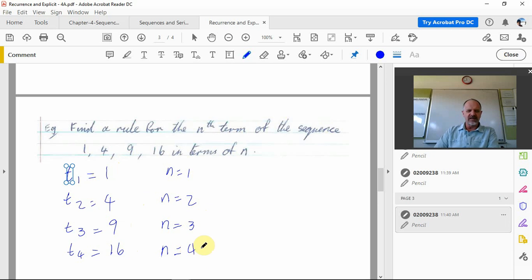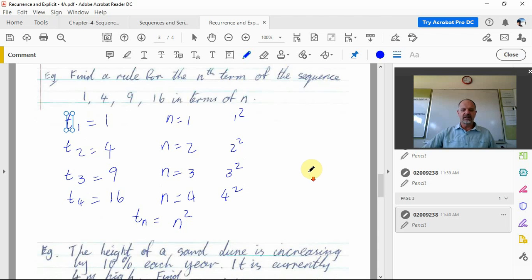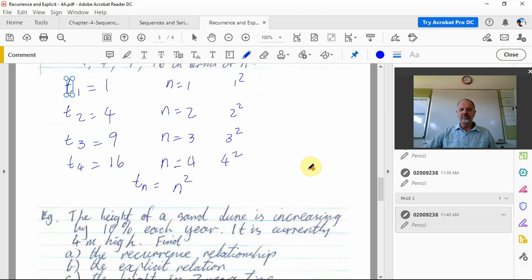But we've got to do the same process each time. You can get 1 from 1 by adding 0, but then you don't get 4 from 2 by adding 0. But if we do 1 squared, 2 squared, 3 squared, 4 squared, then we can get to those. So for this particular one, term n would be n squared. That's one form. It could be others.